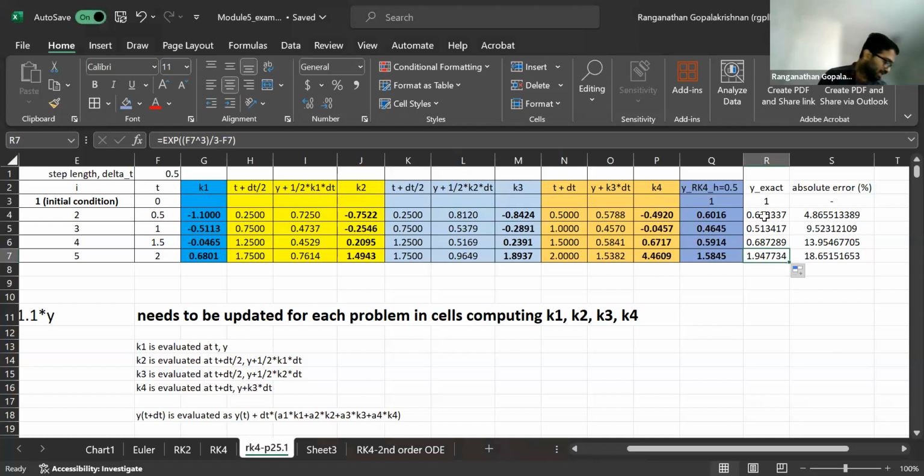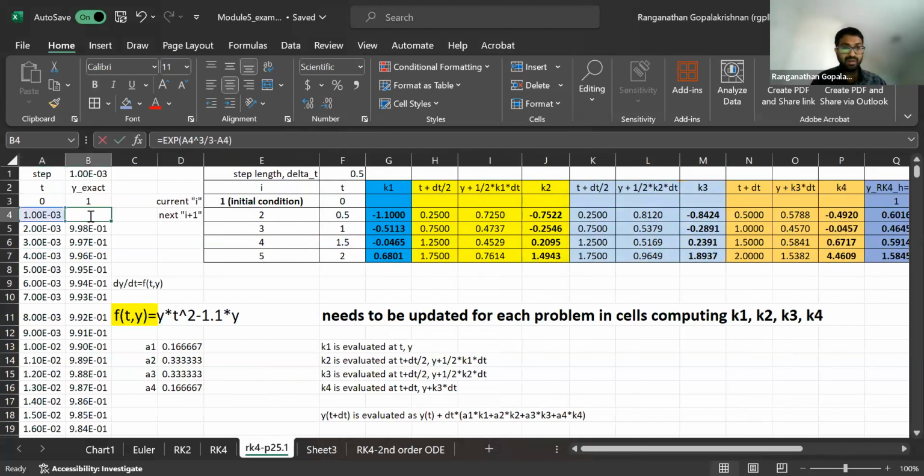So my y-exact is exponent of, wait, did I miss any step here? Minus 1.1 y, 1.1, that's the problem. So that is 1.1 times t. So this is exponent of 1.1 times t. So I have to go here. I by mistake forgot that 1.1 factor. So if I put that in, my problem should get better.